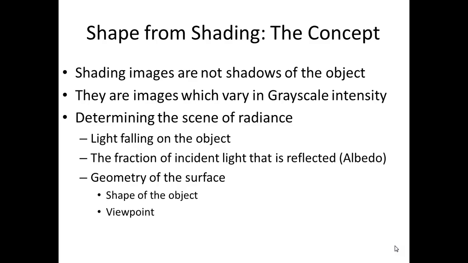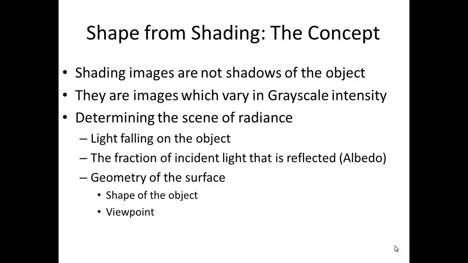To begin with, we start with the concept of shape from shading. The first thing we need to know is about the shading images. Shading images are not merely the shadows of the object. They are the grayscale images of the object. They are the images which vary in grayscale intensity. They are two-dimensional in nature and they are used for the reconstruction of the three-dimensional shape of the object.